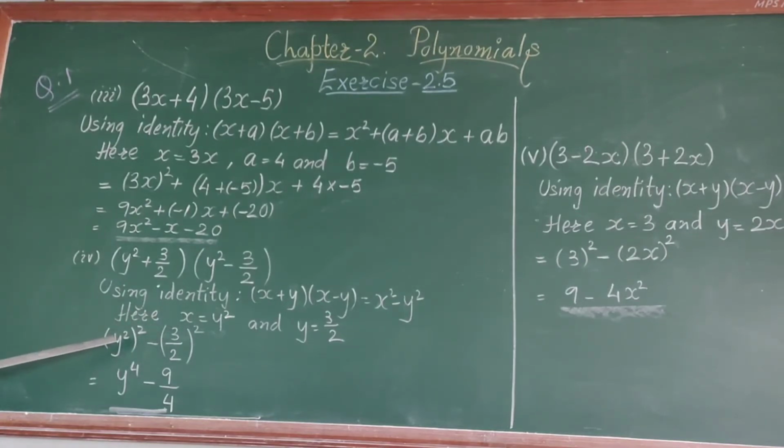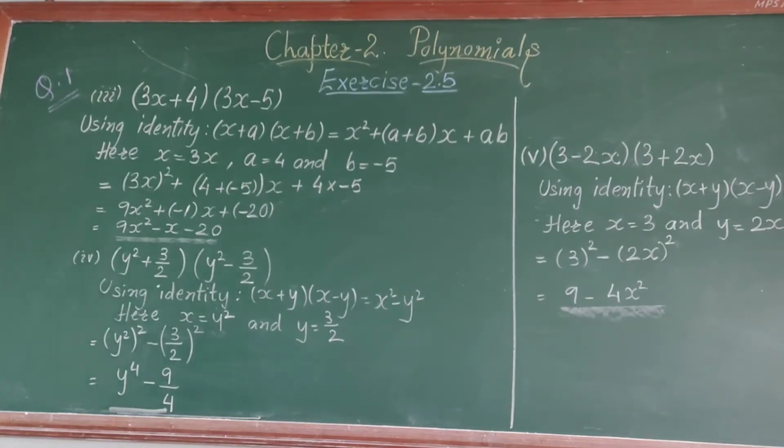Again, we have learned exponent powers, when power raised to power, that is multiply the power, so we get 2 into 2 is 4. So we get y raised to 4 minus 3 upon 2 square, so square of 3 is 9 and square of 2 is 4. So we get y raised to 4 minus 9 upon 4.